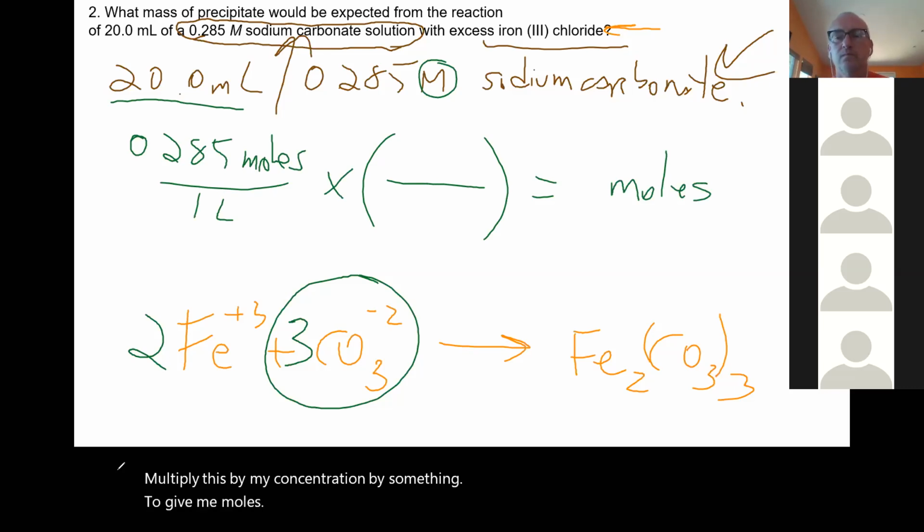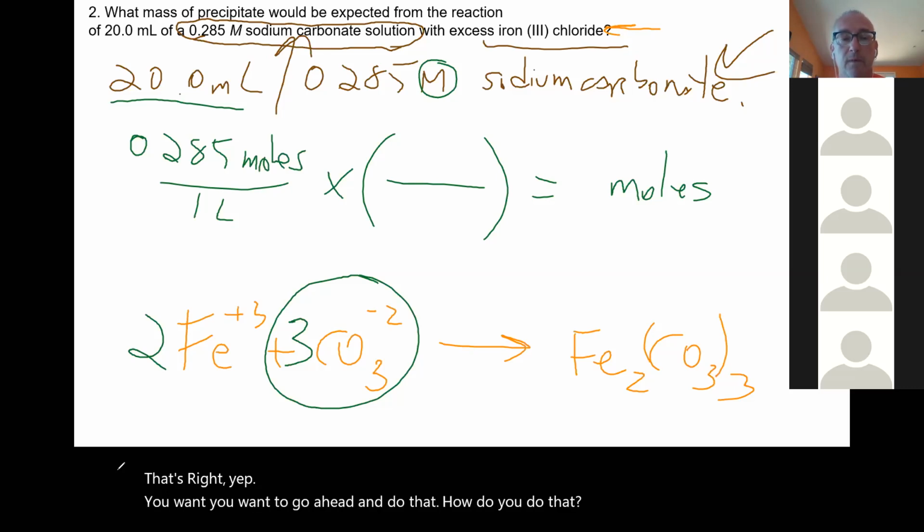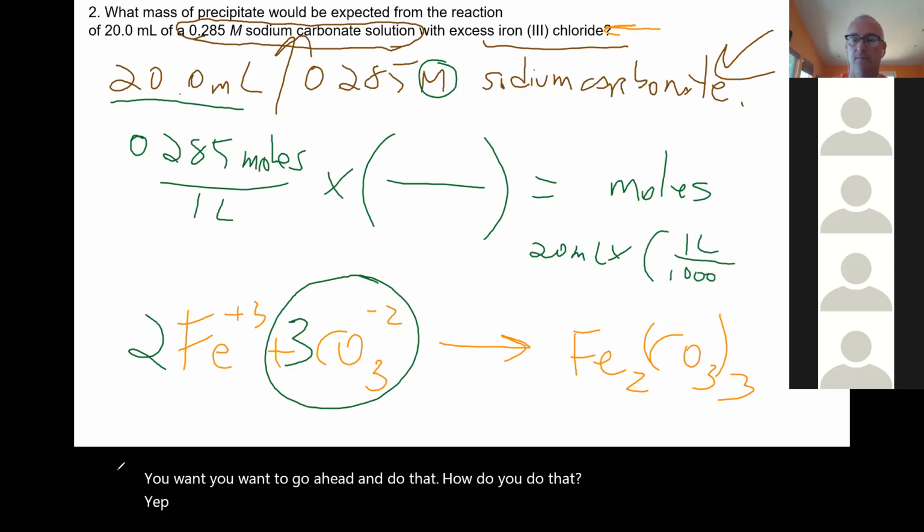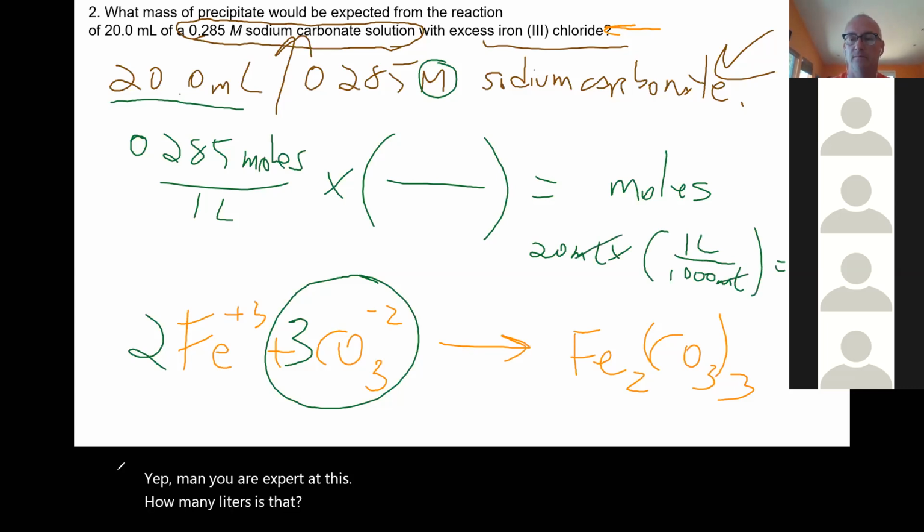But wouldn't you first have to convert the 20 milliliters to liters? That's right. Yep. You want to go ahead and do that? How do you do that? So 20 milliliters multiplied by 1 liter over 1,000 milliliters. Yep. Oh man, you are an expert at this. How many liters is that? 0.02 liters. 0.02 liters. Yep.